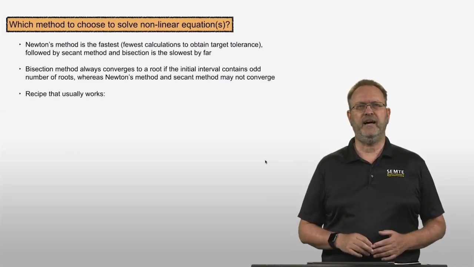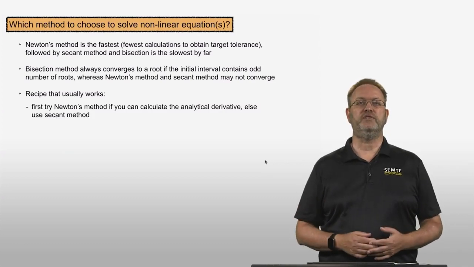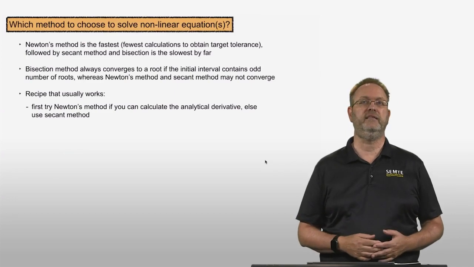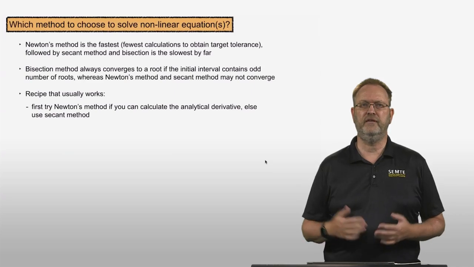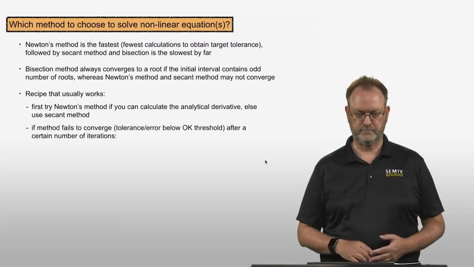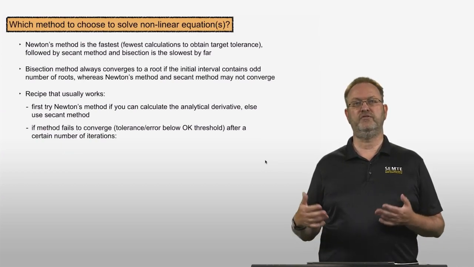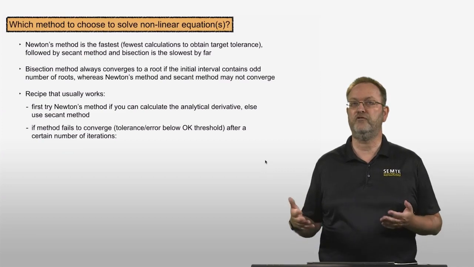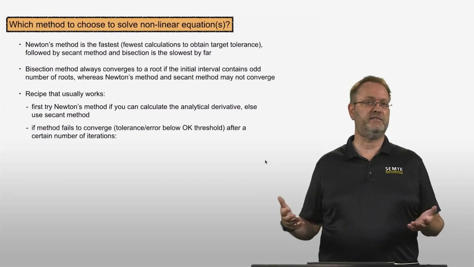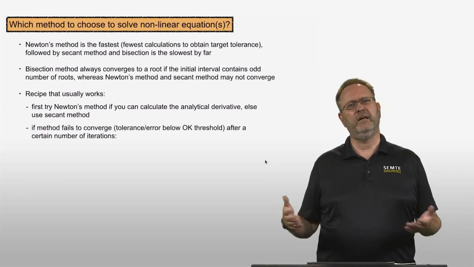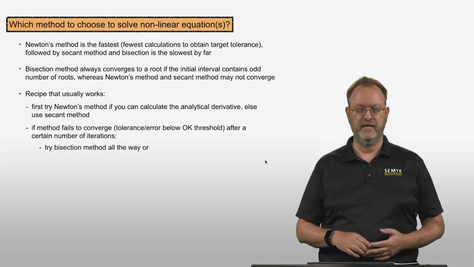So here's a recipe that I suggest that usually works. First, try Newton's method if you are able to calculate the analytical derivative. If you're not able to calculate the analytical derivative, then use the secant method. If this method fails to converge, meaning the tolerances or the estimated relative error does not fall below an acceptable threshold after a certain number of iterations, and now the number of iterations can be anywhere in the order of 50 to 100 iterations, then do the following.